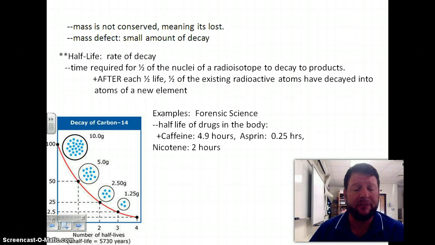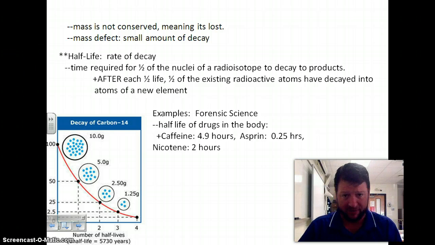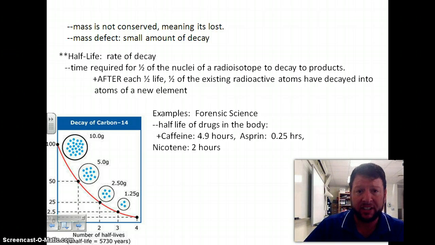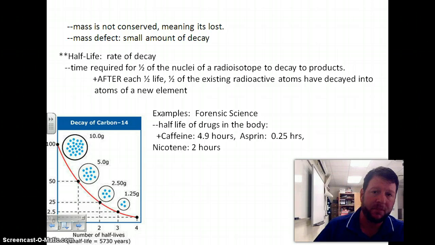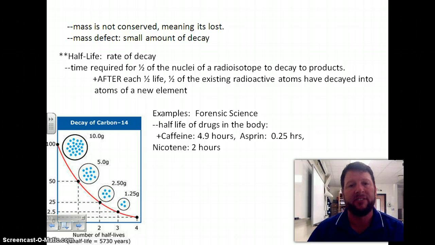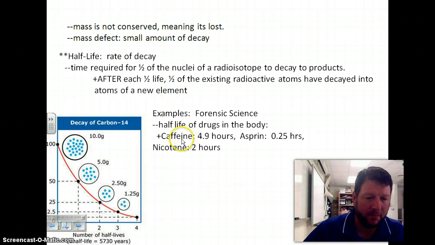Some common drugs we know about have known half-lives. The half-life of caffeine is 4.9 hours. So it takes 4.9 hours for 1/2 of the caffeine in your body to leave your body. The half-life of aspirin is 0.25 hours. For every 0.25 hours, you lose half of the aspirin you're taking. That's why you can take it much more often than some of the other drugs. Half of the nicotine will leave your body in 2 hours. This is why people who are addicted to nicotine have to go out and have cigarettes. Okay?